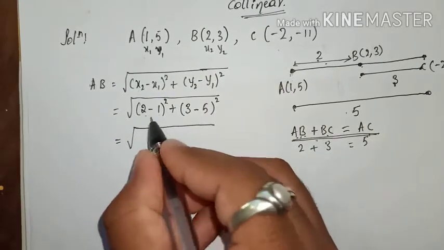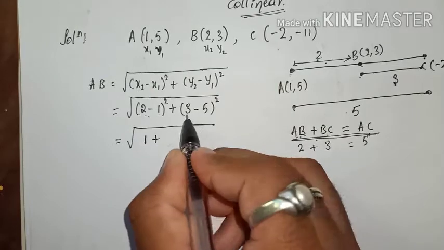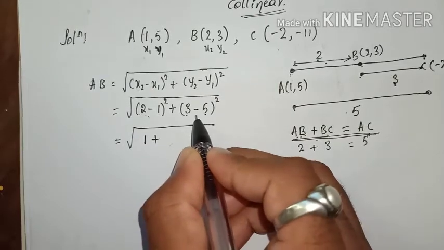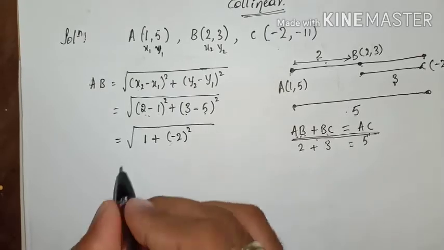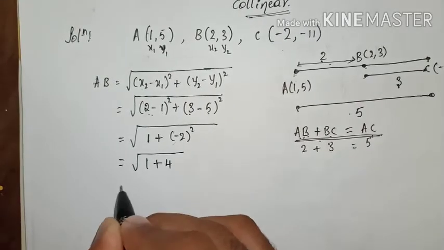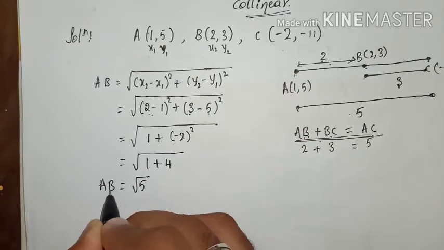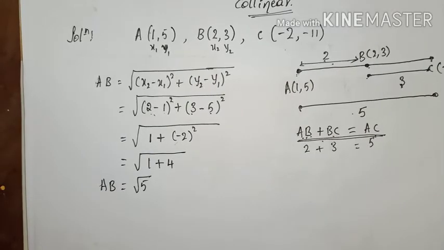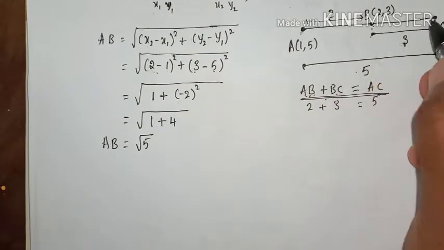2 minus 1 is 1. 1 square is 1. I'll write directly. 3 minus 5 is minus 2, whole square. So 1 plus 4. How much is it? Square root of 5. So then the length of AB is how much? Square root of 5.